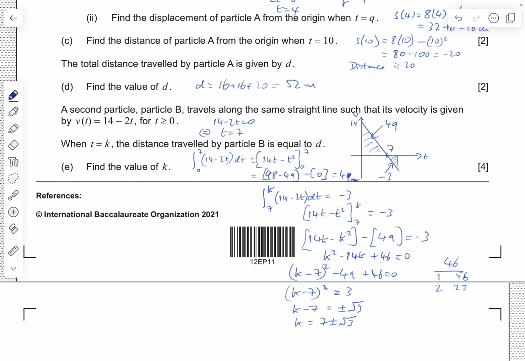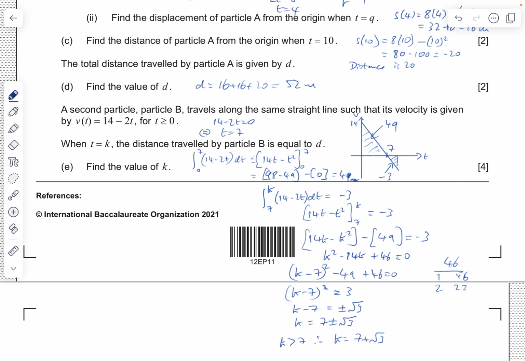I've got 2 solutions, and now I need to work out that the k value I've got must be bigger than 7, must be over here. So we know that k is greater than 7. Therefore, k equals 7 plus root 3.